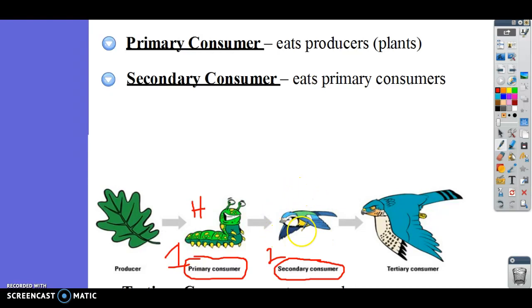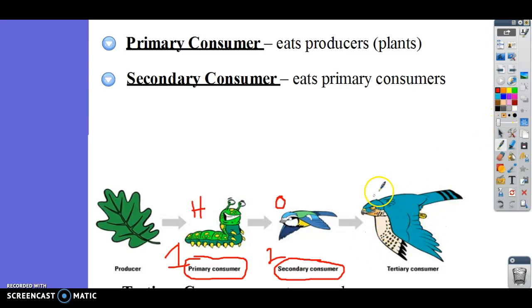Now let's think about birds for a minute. Do we think a bird is an herbivore, an omnivore, or a detritivore? Think about what birds eat. Well, he's eating this caterpillar, so that's another animal. So he's either an omnivore or a carnivore. But birds also eat berries and twigs, so they eat plants and animals. So this guy would be an omnivore, okay?